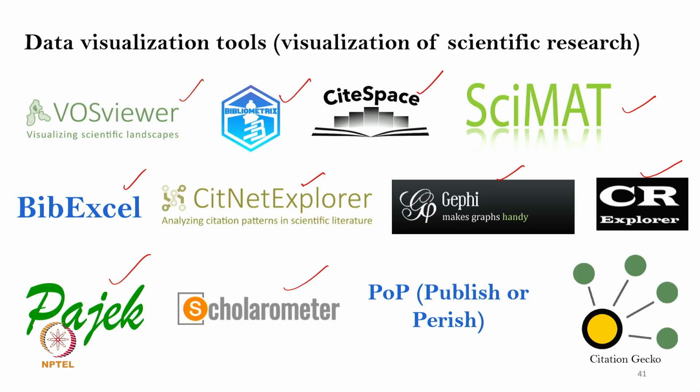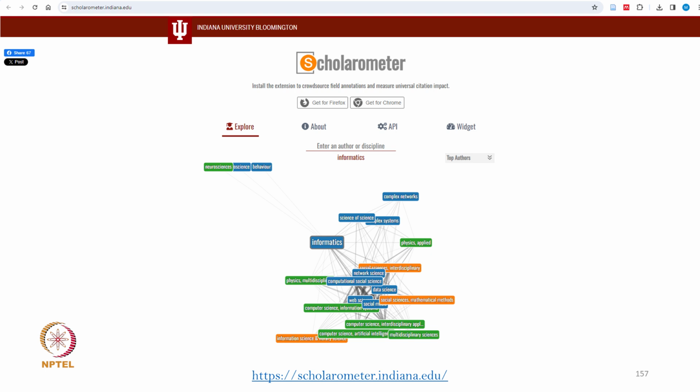Scholar Meter is a citation tool that extends Google Scholar and facilitates citation analysis. It is an extension available for Google Scholar. One can install the extension to crowdsource field annotations and measure universal citation impact. It means if you have a Google Scholar profile, once you install that extension, you will also come to know what your profile's research areas are, or what the major research impact created from your profile is.